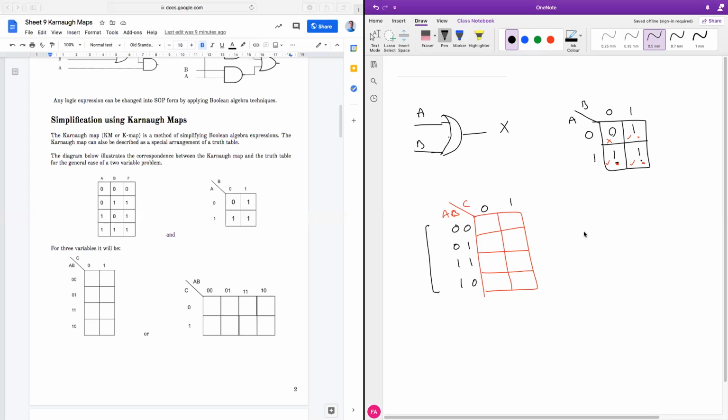So what if you have 4 inputs? If you have 4 inputs, it doesn't matter. 2 of them together, 2 of them together. So again, the same order is used.